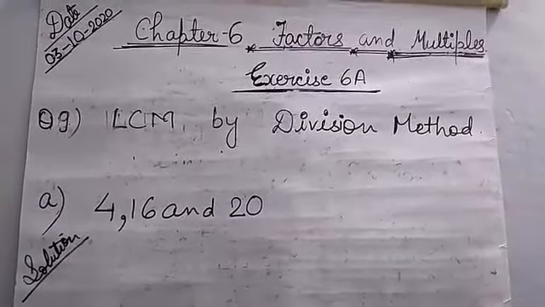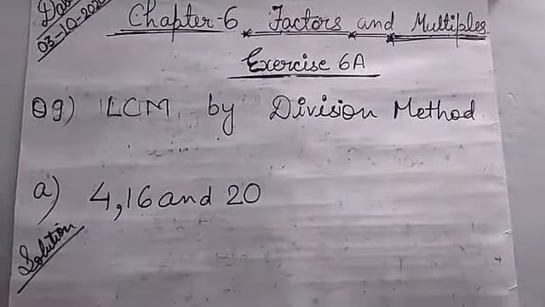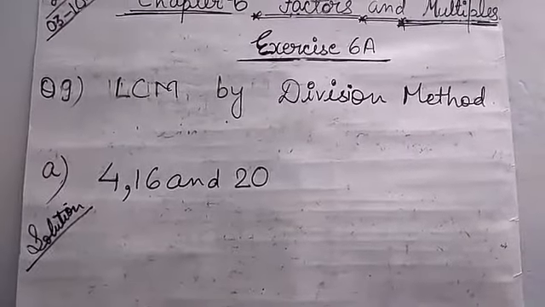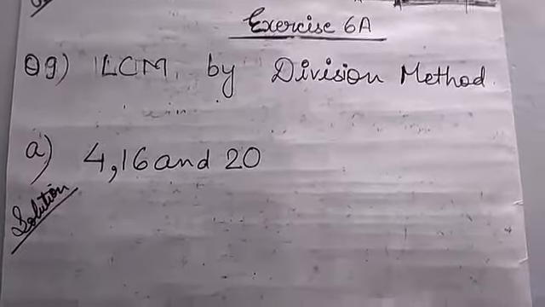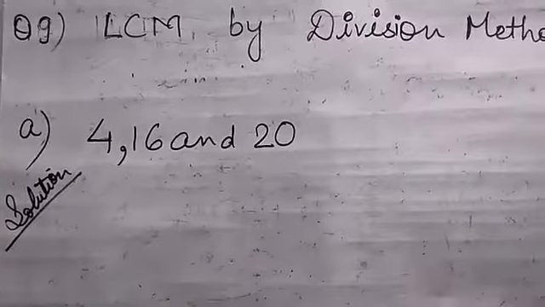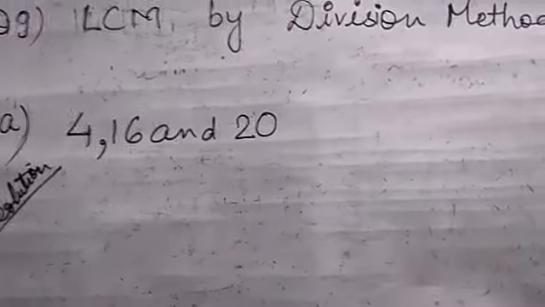Hello student, in question number 9, the question is find out the LCM by division method. In question number 8, we found the LCM by prime factorization method. And here we will discuss the division method and find out the LCM of 4, 16 and 20. So student, for division method, we write all these numbers given here, 4, 16 and 20. There were 3 numbers given to you.